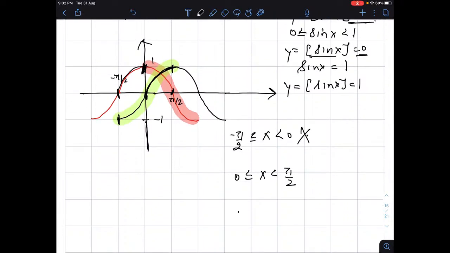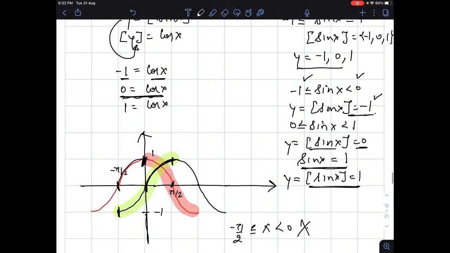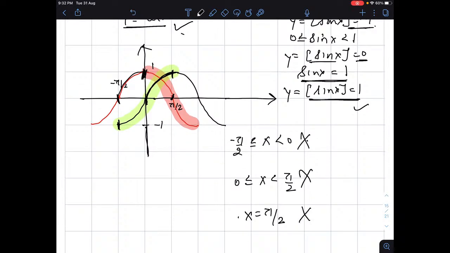And if we are talking about x equal to π/2 itself, sin x will be becoming what? 1 over here. The greatest integer function of sin x will become 1 over here. So cos x will become what? 0 over here. Guys, sin x as well as cos x cannot become 1 at a time. So this is also not part of our solution.